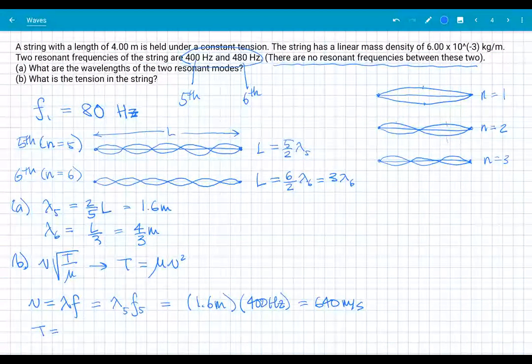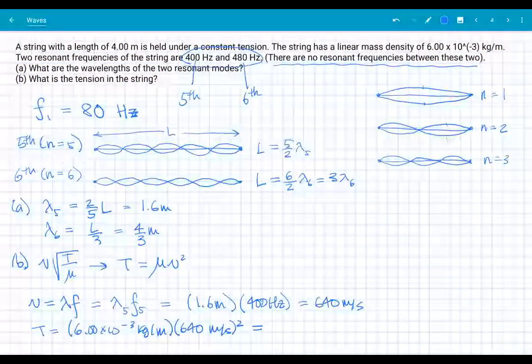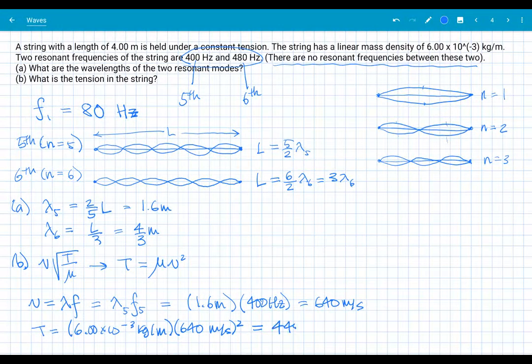Now I can solve for tension because remember that linear density is given. So tension is just going to be linear density, which is given to us as 6 times 10 to the negative 3 kilograms per meter, and multiply that by the square of the wave speed. So I get something like 2458 newtons for the tension.